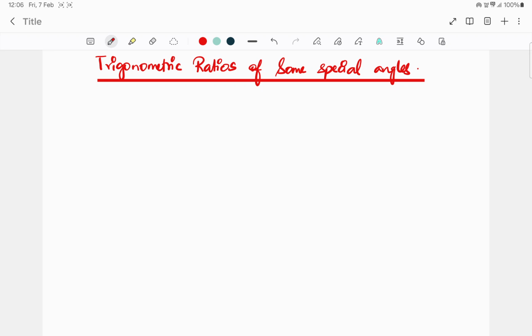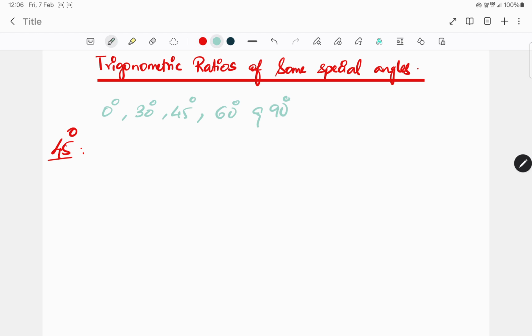In the next topic, we are going to see the trigonometric ratios of some special angles. What are the special angles? They are 0 degree, 30 degree, 45 degree, 60 degree, and 90 degree. First, we are going to see 45 degree. Let us take 45 degree and derive the values for this 45 degree with the six ratios.